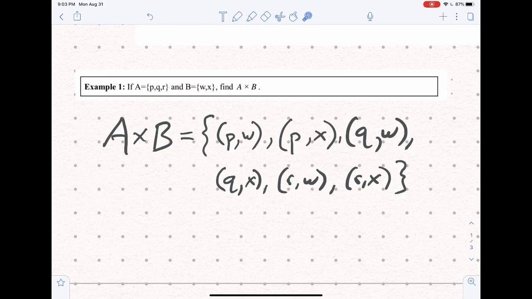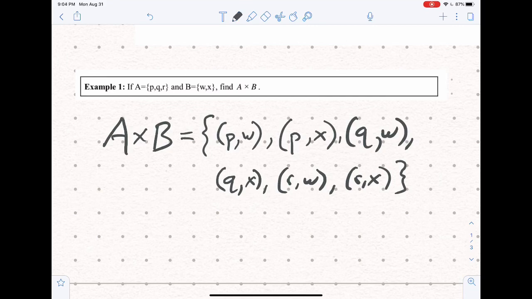Think of this as being just a little too long for one line, so it looks like this. What is A times B, the Cartesian product of A and B? Well, it's equal to the set containing the ordered pair P, comma, W, the ordered pair P, comma, X, the ordered pair Q, comma, W, the ordered pair Q, comma, X, the ordered pair R, comma, W, the ordered pair R, comma, X, and then that's it. So this is the set A times B.